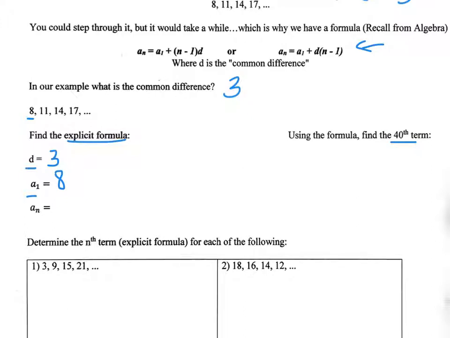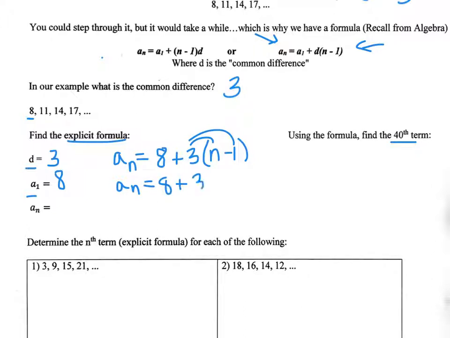And then we need to find our explicit formula. That is a sub n is equal to a sub 1, which is 8, plus d times n minus 1. This is our explicit formula. Now, generally, we multiply it through and do the math to make it a nice formula and not just weird looking like it is. So I get 3n plus 5. That's my explicit formula.